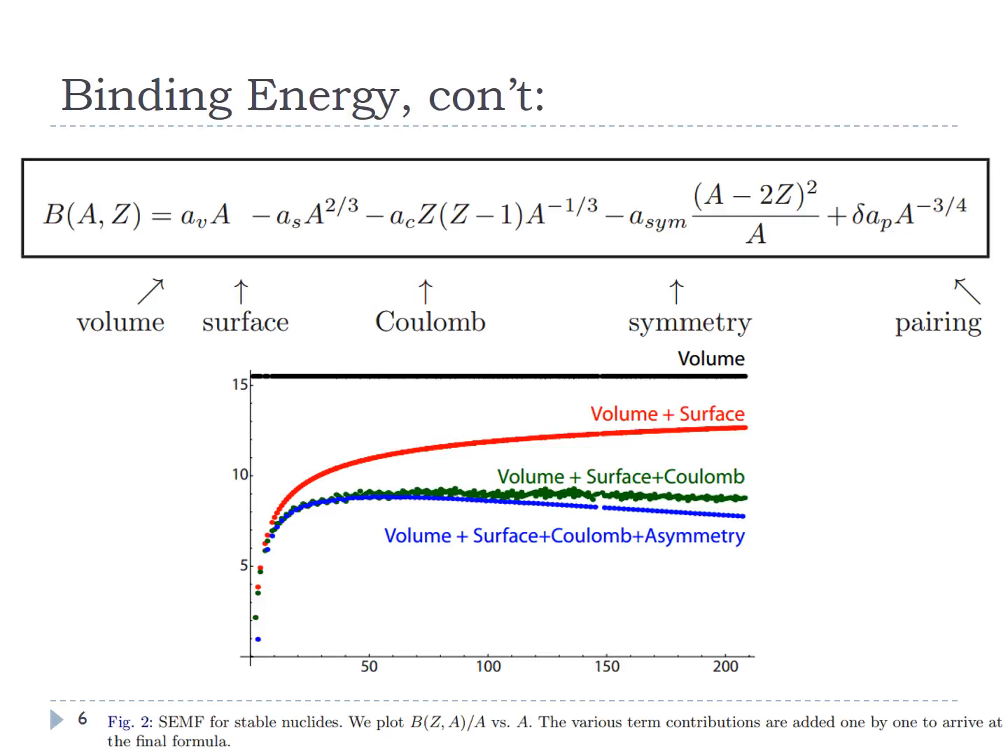And then there are going to be some other terms having to do with symmetry and pairing, and these are normally pretty small. But when you combine them all, you can see we go from the black to the red to the green and finally to the blue. And you can see that you get that maximum right around on the order of 50 nucleons, which is around iron. So I just want to point out this is why the shape of the curve can be predicted from fairly simple physics principles.